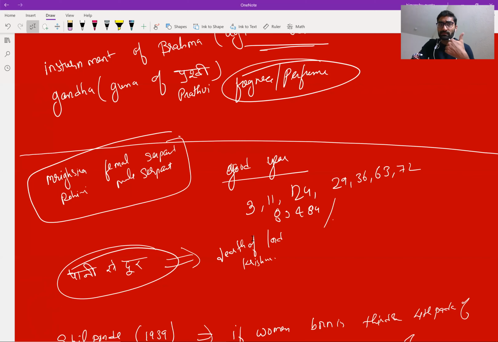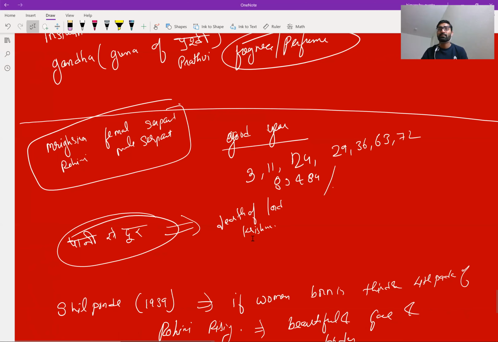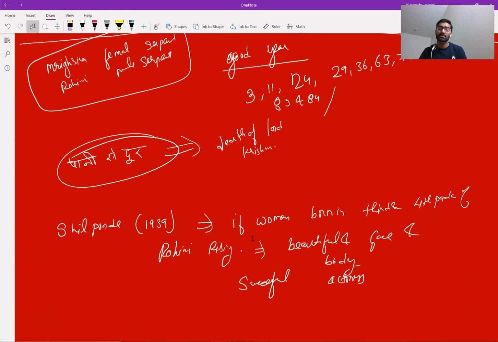Also, they have some problem with water. So if you go to the oceans or the rivers, Rohini people have to be a little bit careful about that.